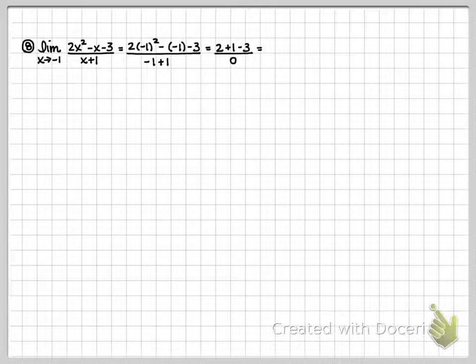So we get 0 over 0, which means direct substitution doesn't work. So we got to do a little bit of work. So go back to my original. If direct substitution doesn't work, the next thing I'm going to try is factoring out. So the top looks factorable to me. So I've got a 2x, and an x, and a 3 and a 1.